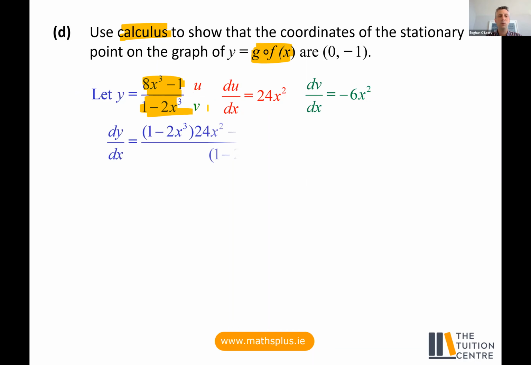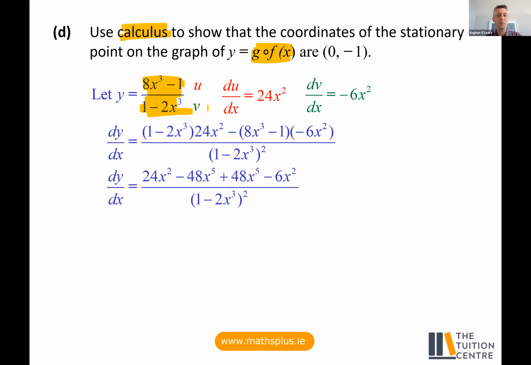Okay, and then I'm going to use my rule. It is v times du dx minus u times dv dx all over v squared. So what is that? It is the bottom times the derivative of the top minus the top times the derivative of the bottom all over the bottom squared. It's kind of looking complicated at this point, but we know what to do. We just multiply out the brackets, tidy it up, and we can see here these are going to cancel, aren't they? Minus 48x to the power of 5 plus 48x to the power of 5. So it ends up kind of nice and neat: 18x squared all over 1 minus 2x cubed to the power of 2. So it still looks a bit tricky.